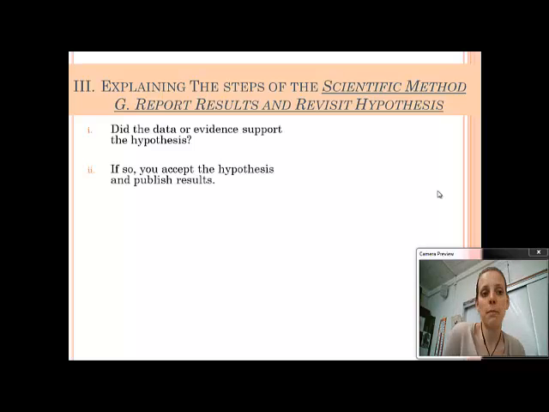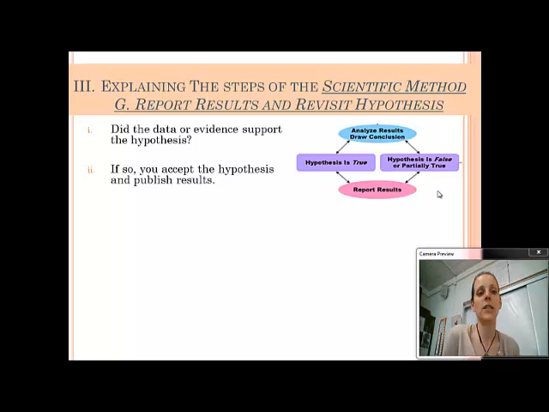If so, you accept the hypothesis and you publish the results. Publication is key because what that does is it gives the information of your experiment to other scientists. Those other scientists can then use your experiment to conduct their own experiment. Essentially, they will be repeating your experiment to see if they come up with the same results. If many scientists are able to come up with the same results, then your results are considered to have validity.